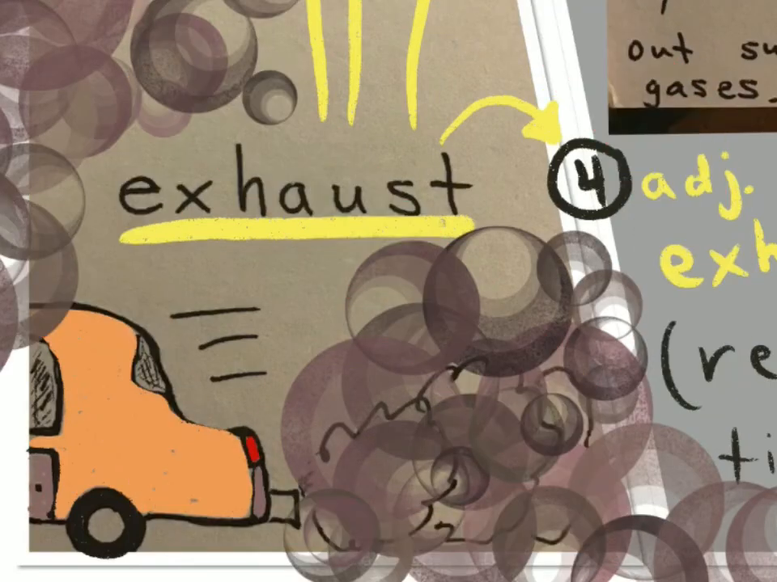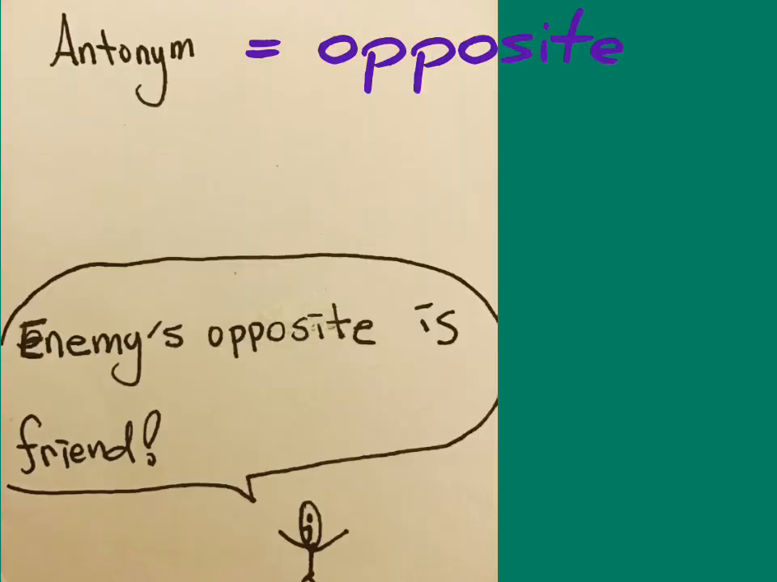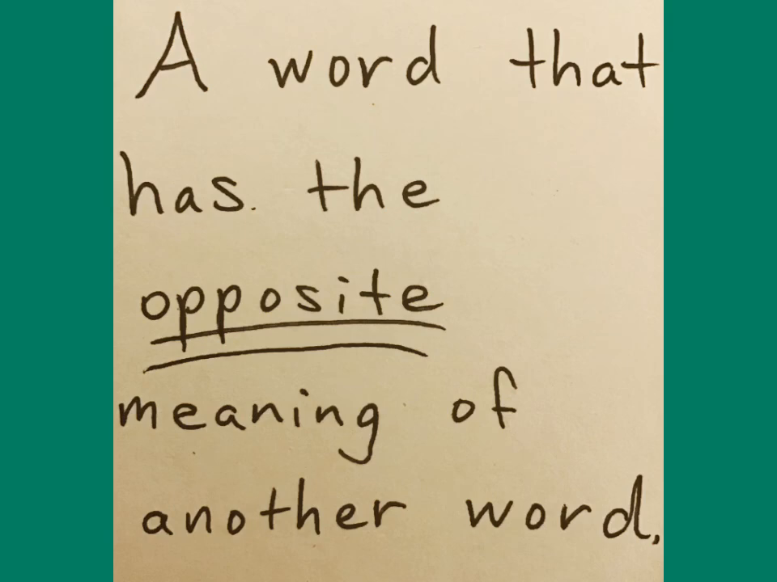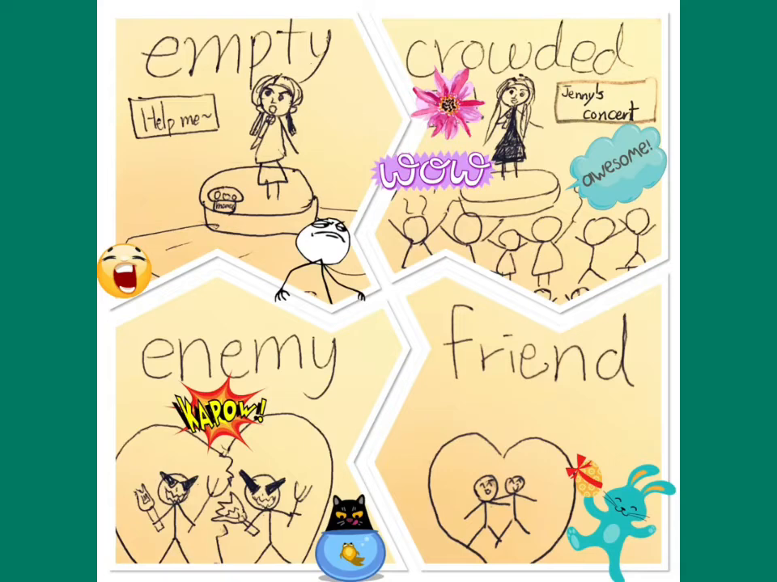Another thing that came up during our lesson was the idea of an antonym, or opposite. A word that has the opposite meaning of another word is called an antonym. Examples include empty versus crowded, or enemy versus friend.